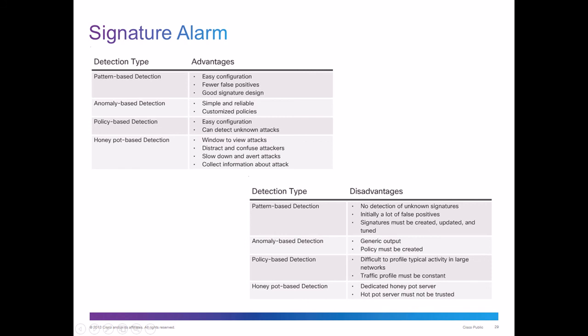So you have to set a profile first, and anything beyond that profile will be an anomaly and will immediately trigger an alert. That's a good way of doing it, but it takes time to really set a profile on what's normal. Policy based is really sometimes called behavior based. It can detect unknown attacks.